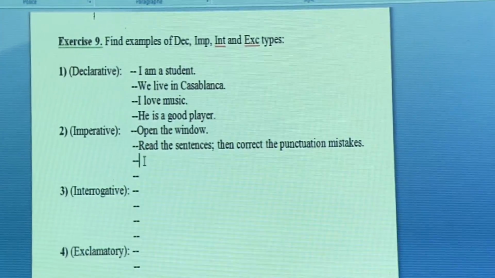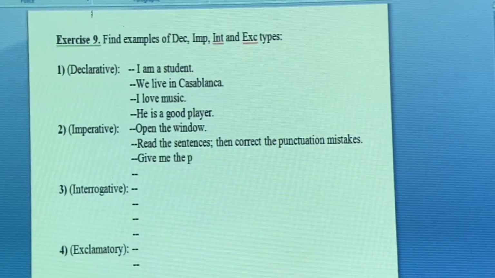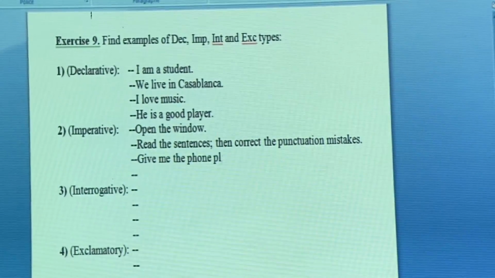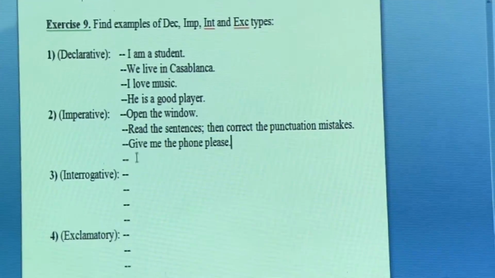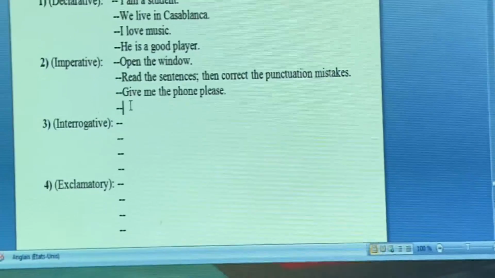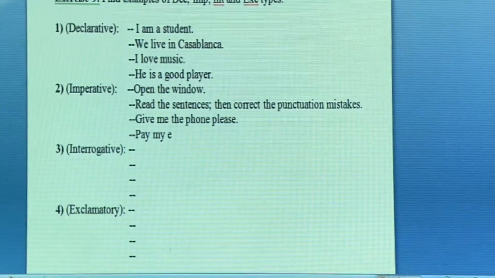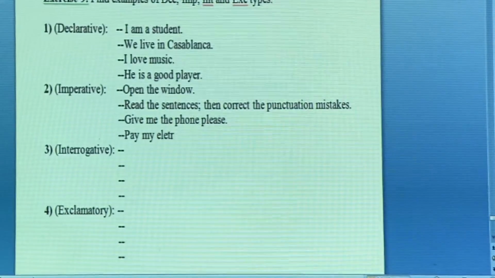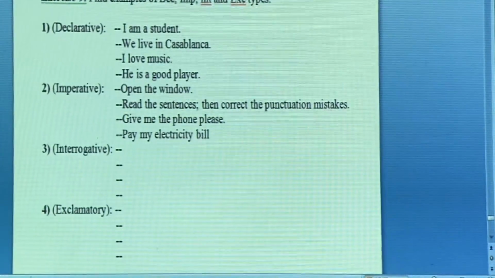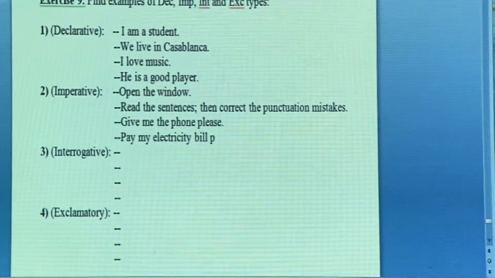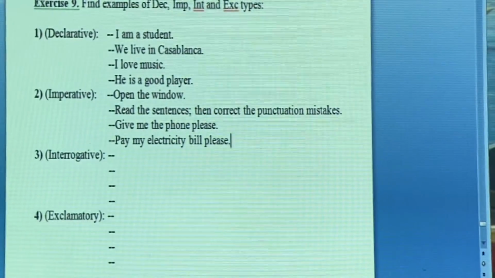Another. Give me the phone. You can say please to be more polite. Give me the phone, please. Pay my electricity bill, please. Okay, so these are imperative.